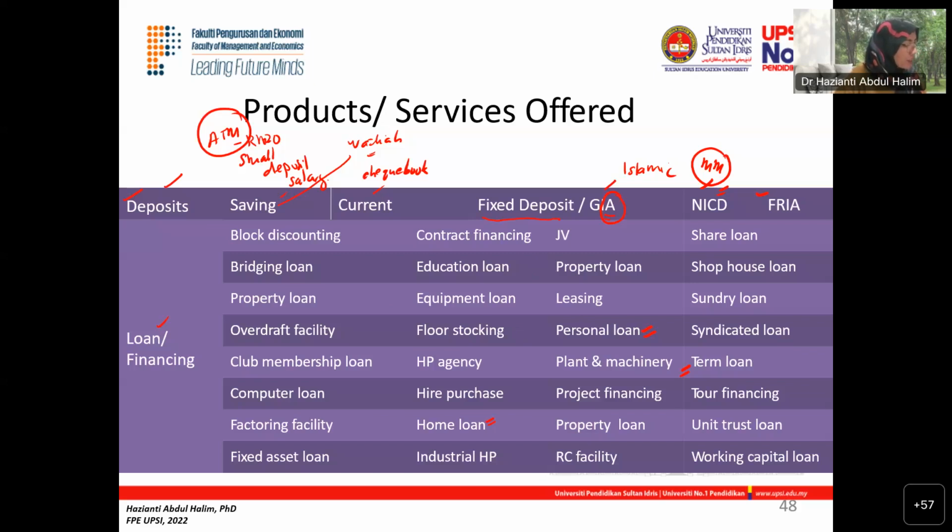Overdraft ni untuk siapa? Overdraft ni biasanya untuk orang yang ada current account lah. Untuk current account holder sahaja. And also ada explanation on credit card, on charge card and also on debit card. So everybody I think ada ATM card tu kan. So sekarang ni ATM card tu is actually a debit card lah.